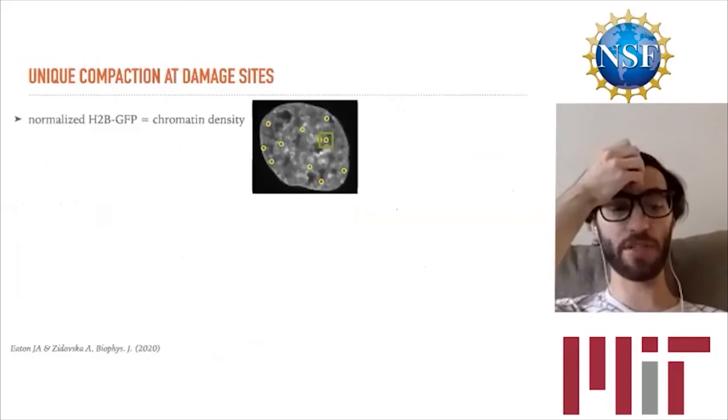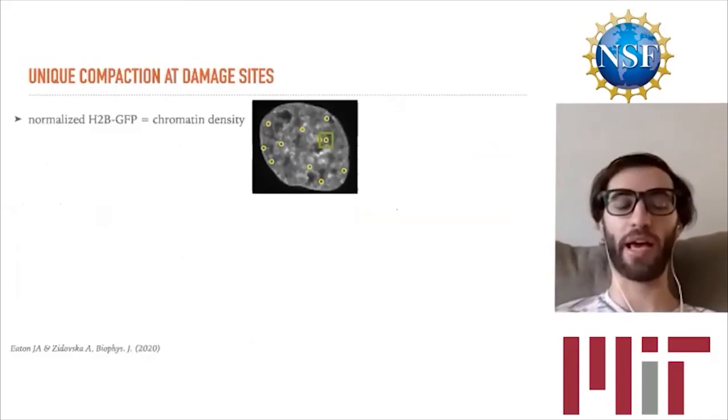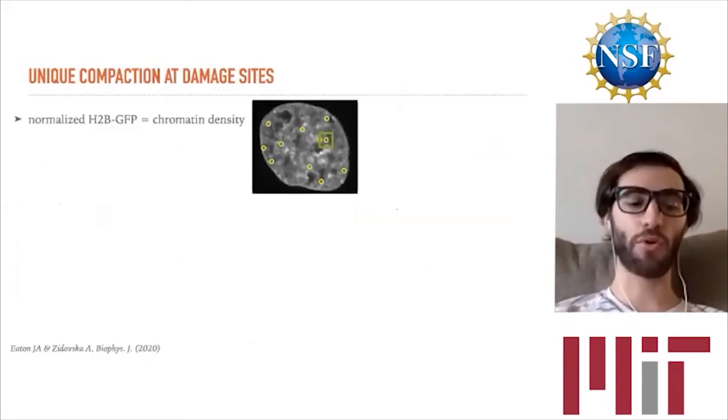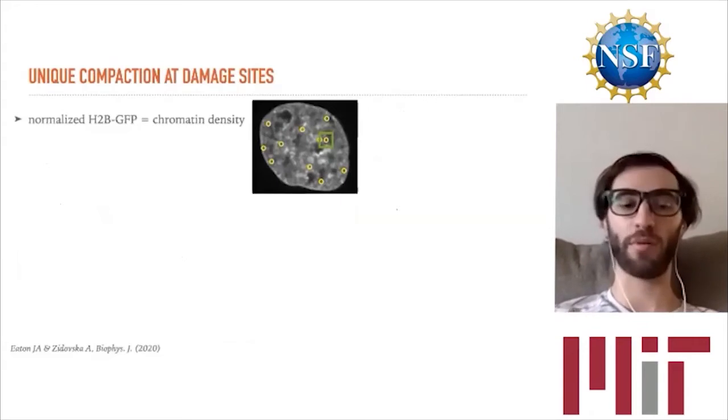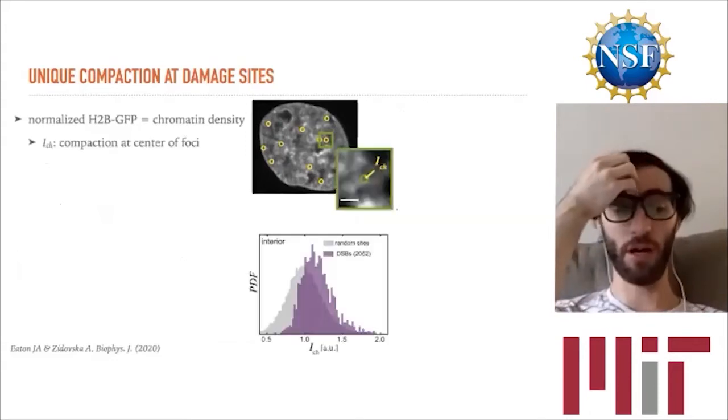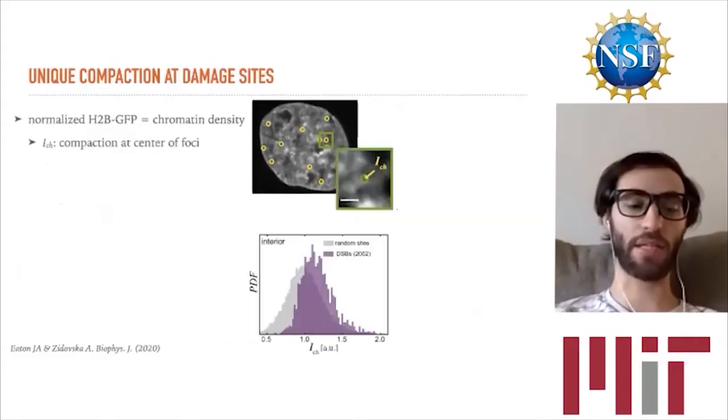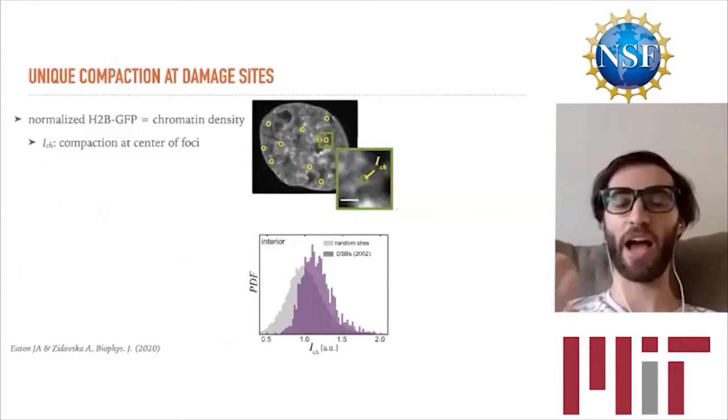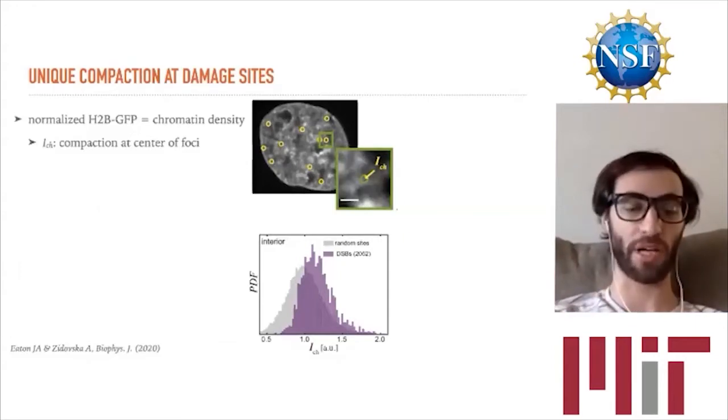So our next step is to take a closer look at the local network at every single break site. And so to do that, we first look at the amount of chromatin compaction at a break site normalized to the global signal, which we call ICH. And that's sort of the compaction of the center of the double-strand break foci.